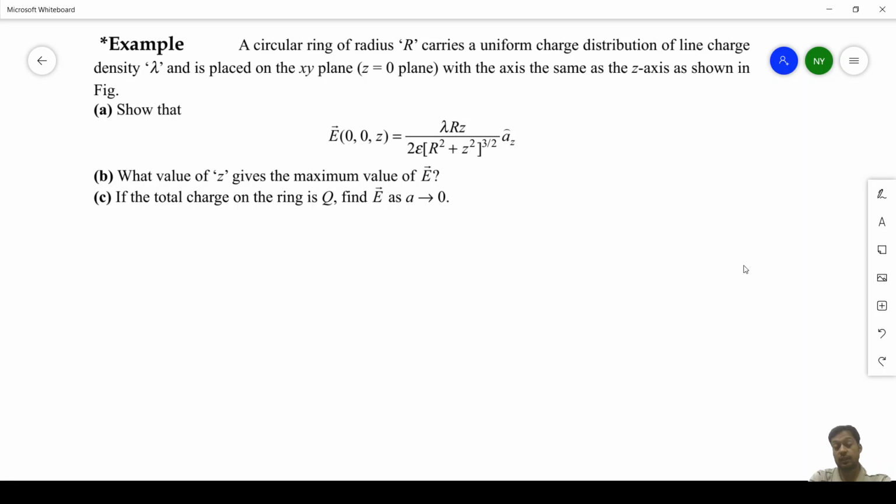This is a numerical problem. Here we are given a circular ring of radius r, with a uniform charge distribution of line charge density lambda, and it is placed in the xy plane, that is the z equals 0 plane, with the axis as the z axis as shown in the figure.